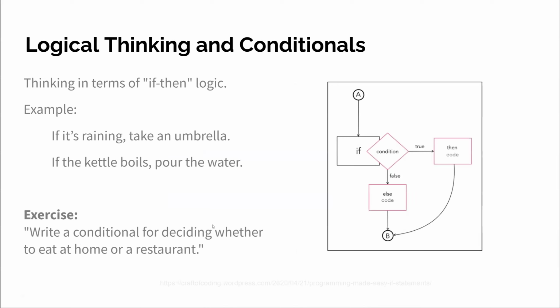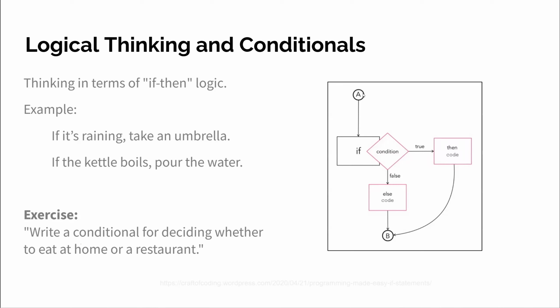Now, another part, I talked about iteration, but here we have also conditionals. So in logical thinking, we have conditionals, which is a logical way of making decisions. It's basically if then. So for instance, you define a condition first. If the condition is met, then do certain code. If the condition is not met, do another code. Then finally, both should go to a certain part.